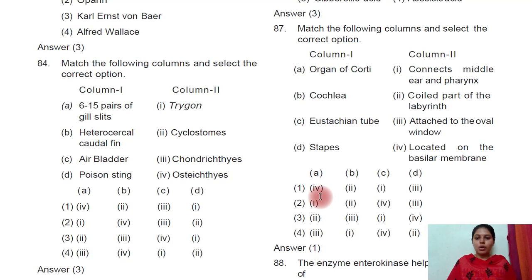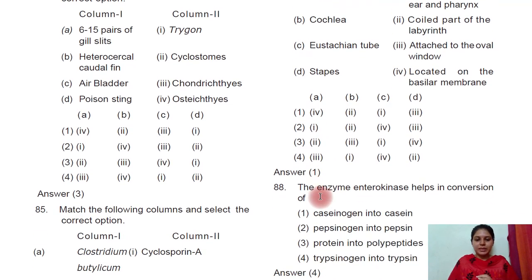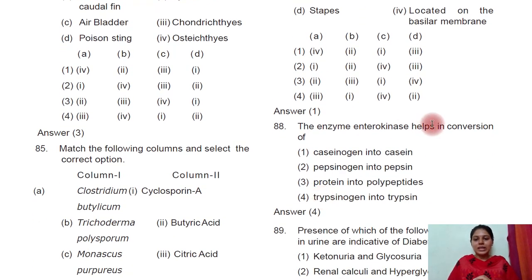Organ of Corti is located on the basilar membrane. Then you have the cochlea, a coiled part of the labyrinth. And you have the eustachian tube, which connects the middle ear and the pharynx. Next you have the stapes, one of the three smaller bones: incus, malleus and stapes, which are attached to the oval window. And question number 88: the enzyme enterokinase helps in the conversion of trypsinogen into trypsin.